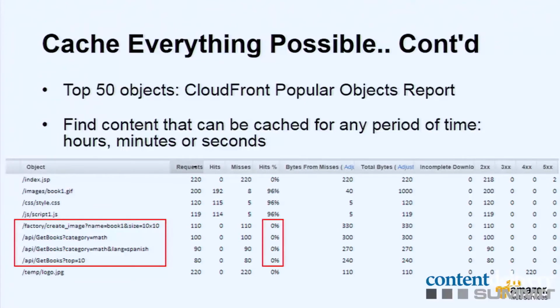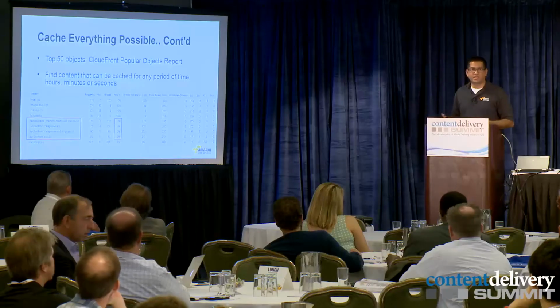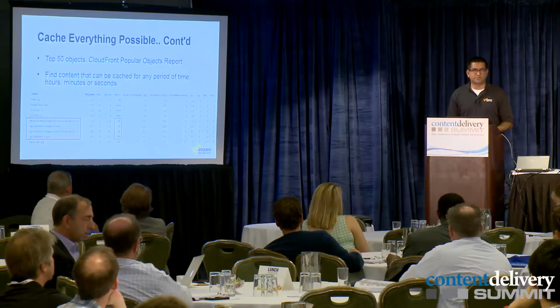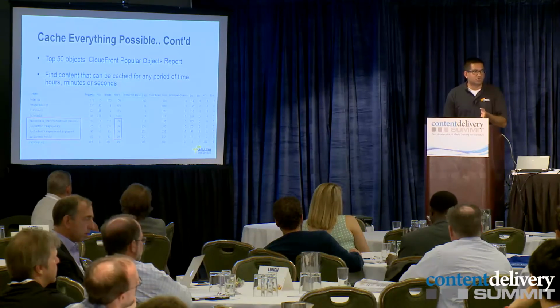One quick way to identify the different types of objects on your site that you can cache is to look at the popular objects report and look at the cache hit ratios. You'll find that there are some URLs here that you wouldn't have traditionally thought could be cached, because they may be customized with a query string or something like that, but you can still cache some of those URLs. So there may be benefit even if you cache them only for a few seconds.